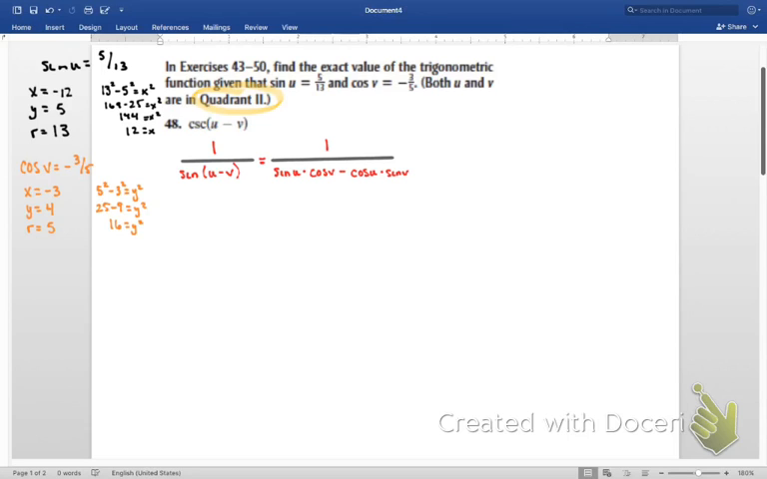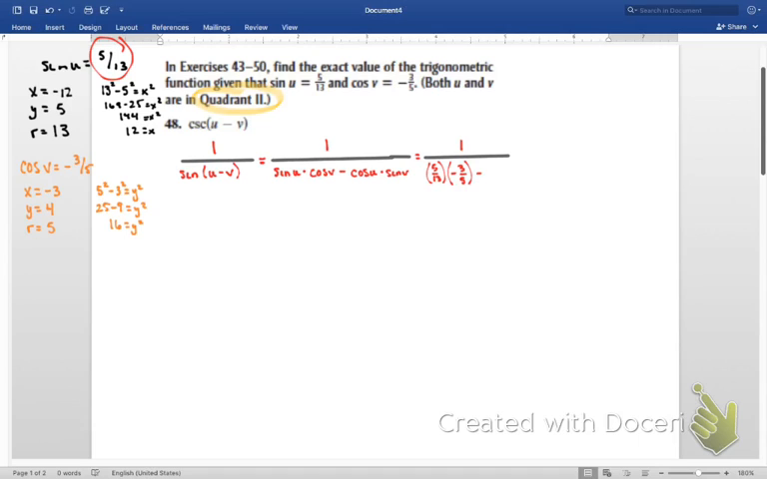So then set it equal. Whenever I go here, I'm going to have 1. So then it just becomes making sure that I have all of my values. So I already have sine of u. So sine of u is 5 over 13. So I'm going to have 5 over 13 times cosine of v, which is going to be the negative 3 over 5, minus.